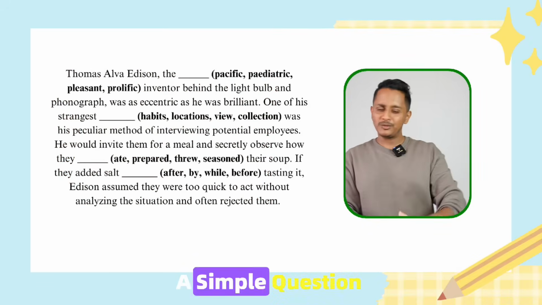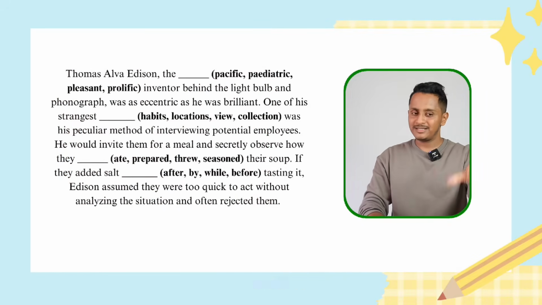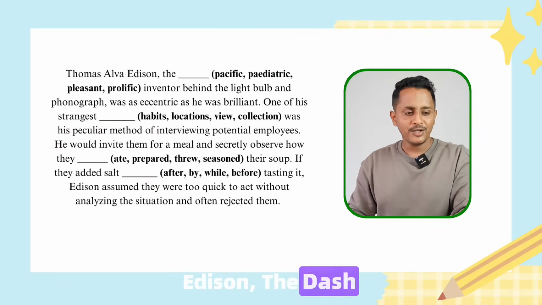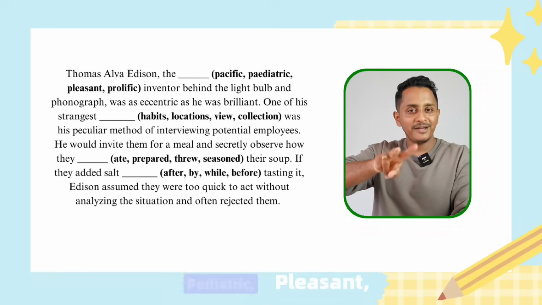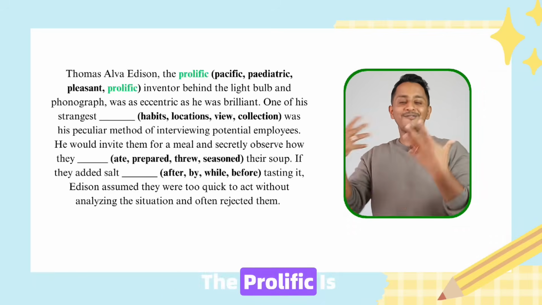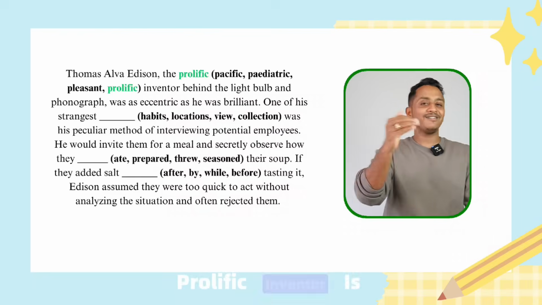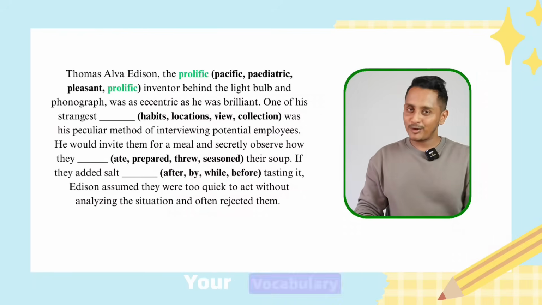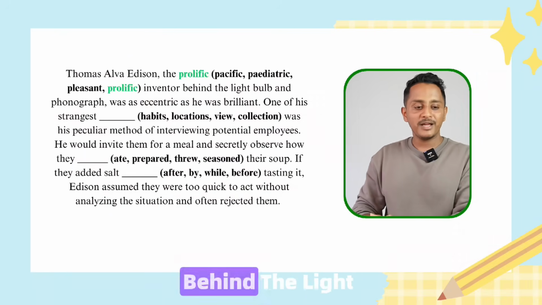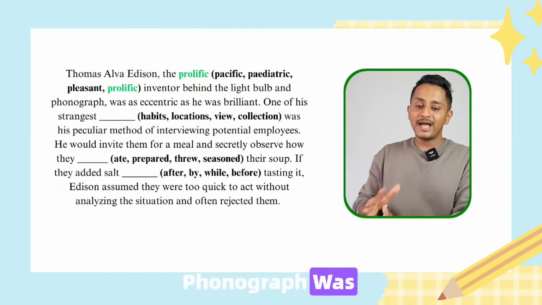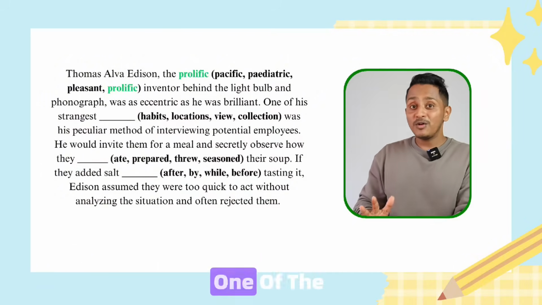Let's quickly solve a simple question here. This is how it looks like in the exam. Thomas Alva Edison, the dash inventor: pacific, pediatric, pleasant, prolific. The prolific is someone who is efficient. Prolific inventor is the correct answer. Here it is checking your vocabulary as well. Prolific inventor behind the light bulb and phonograph was as eccentric as he was brilliant.